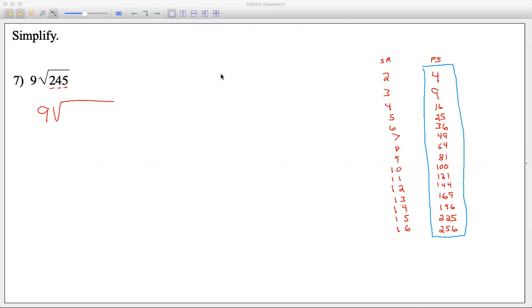49. I got to do a little bit of scratch work here. Times 5. Does that work? 45 here. Yeah, that works. It's 49 times 5. What do you know? 49 again.